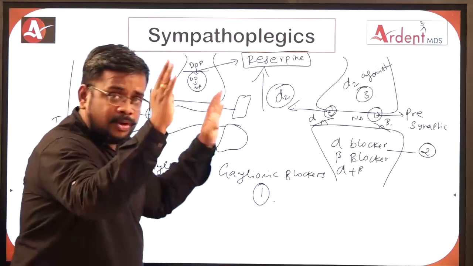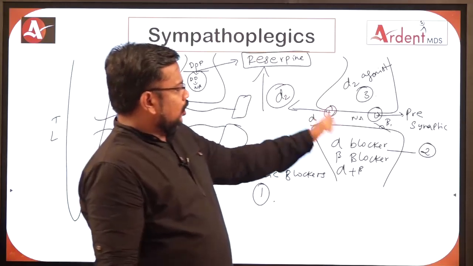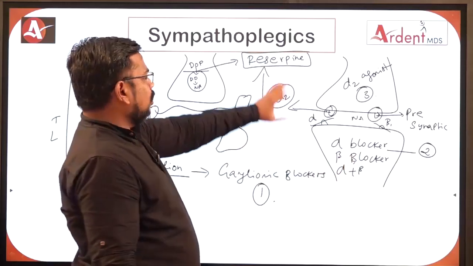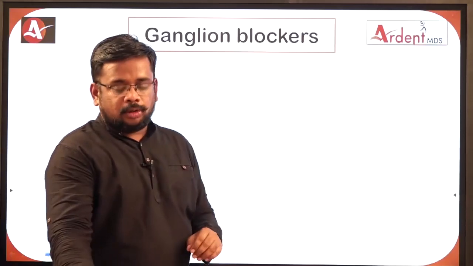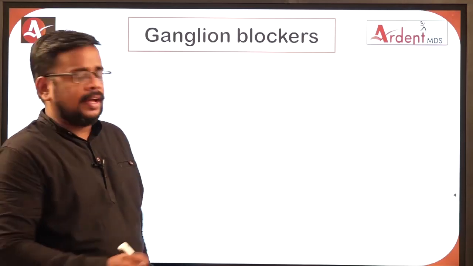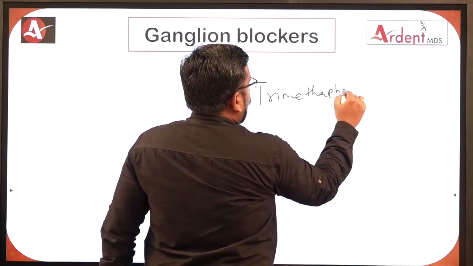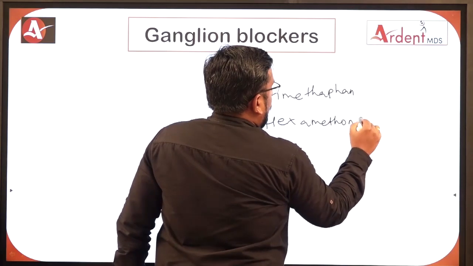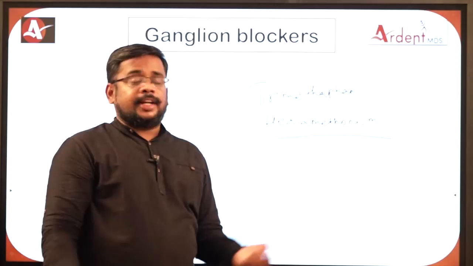Right. So there are four important ways to decrease the sympathetic activity. One is ganglionic blockers. The second is alpha 2 agonists. Third is alpha plus beta blockers. Fourth is reserpine. Coming to the ganglionic blockers, examples are trimethaphan and hexamethonium.